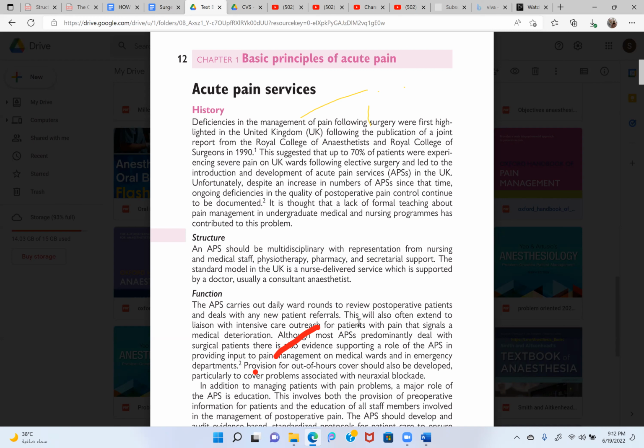Nothing difficult. There is no science. The same answer which I have told you, this is the answer. And a similar pain team is there for chronic pain service. What is the difference between acute pain service and chronic pain service?